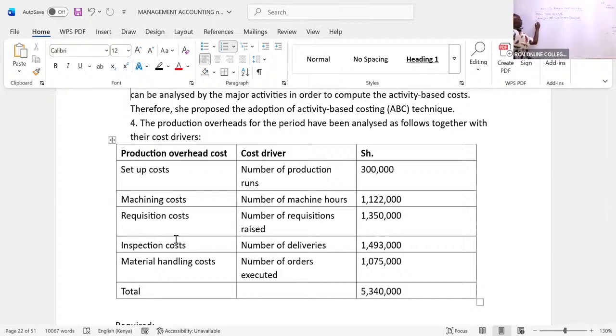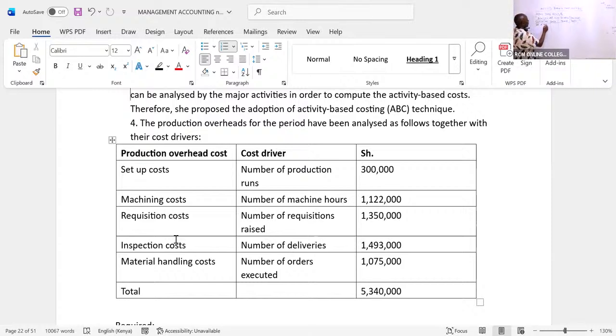So we have the cost drivers. I'm just copying them the way they are. Remember these cost drivers: you shall be doing this for sofas, for tables and the beds. So we start with setup costs.